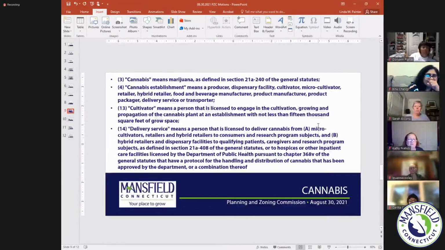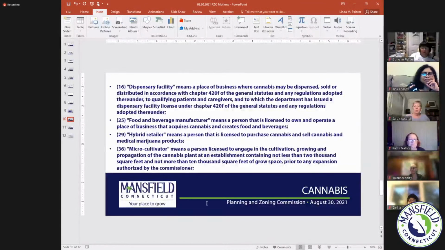So again, all of these are covered under cannabis establishments, which to some extent, while the statute regulates a retailer and they regulate a micro cultivator, those are the only two limits that I saw in the statute. So we really would need to address all the different aspects of this. So dispensary facility, we already have one in town.